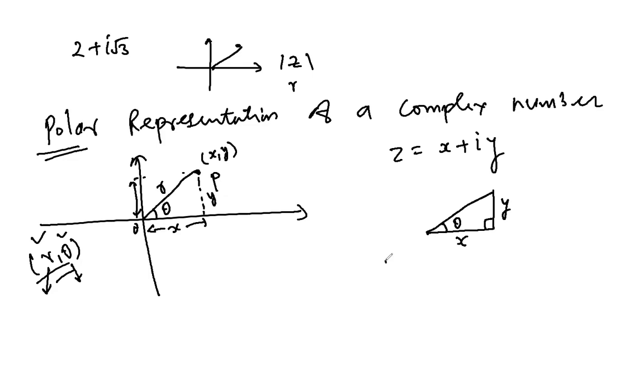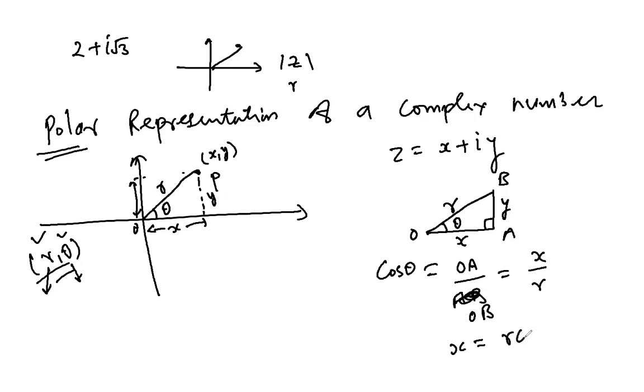Now, in a right angle triangle, which is trigonometry from the 9th and 10th class that you have already done, let's say this is triangle OAB. Cos theta is base divided by hypotenuse, which gives x divided by r, where the hypotenuse OB is r. So we get x equals r cos theta. Similarly, sine theta is y divided by r, which gives y equals r sine theta.